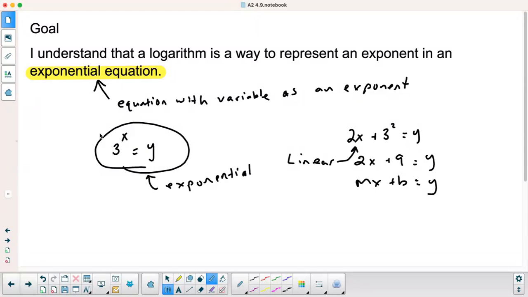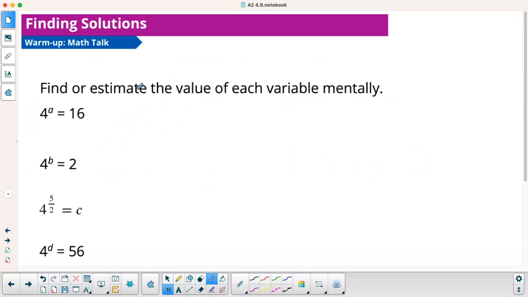So it's important to make sure you understand that an exponential equation does not mean simply that there is an exponent in the equation. It means that your variable is in the exponent. All right, find the estimate for each value mentally. This one's easy. Again, these are exponential equations because your variable is an exponent. You'd say a to the second would give you 16.